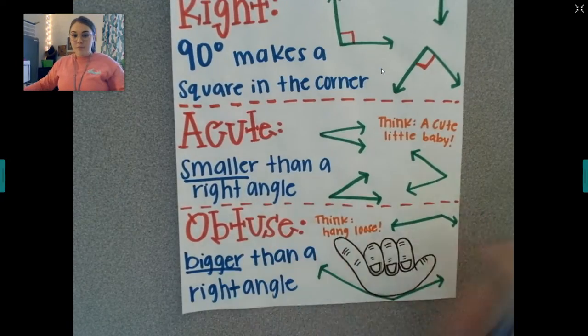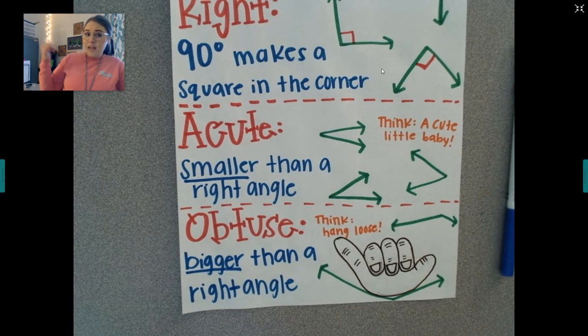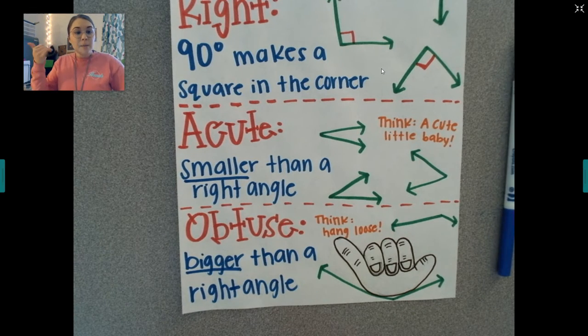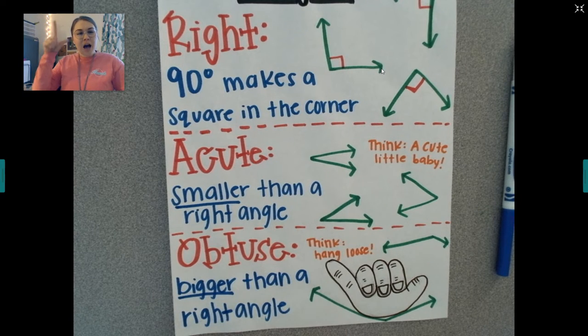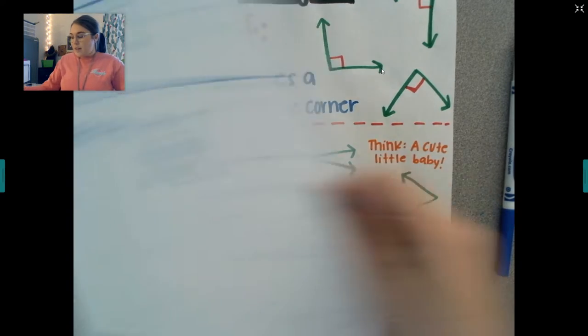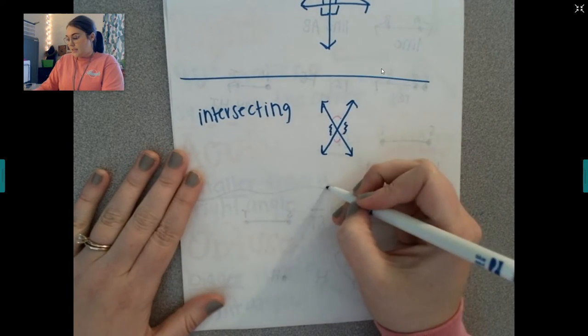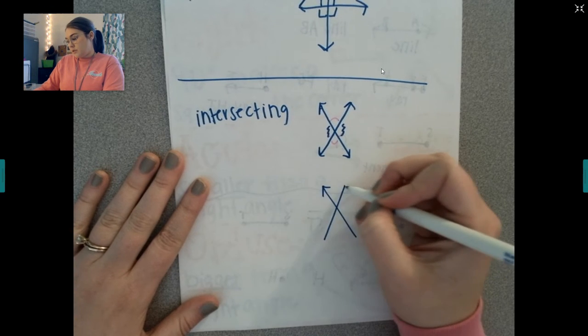But let's take a look at obtuse. When I think of obtuse, I think hang loose. So that is bigger than a right angle. So again, a right angle makes an L. Acute is smaller. Obtuse says hang loose. So let's take a look at these same intersecting lines. I'm going to redraw them because I messed it up just a second ago.